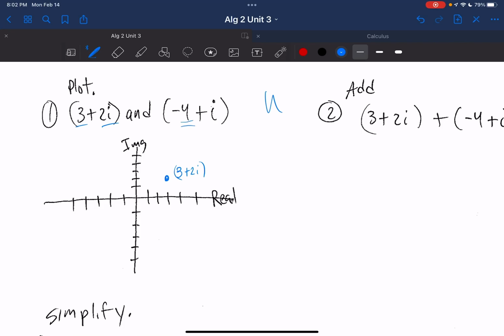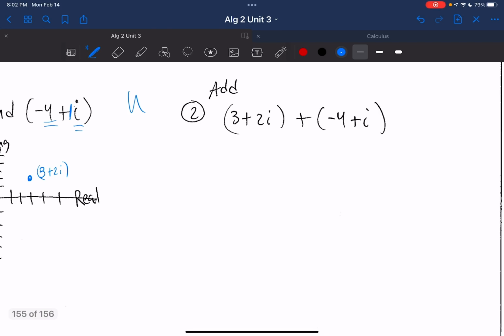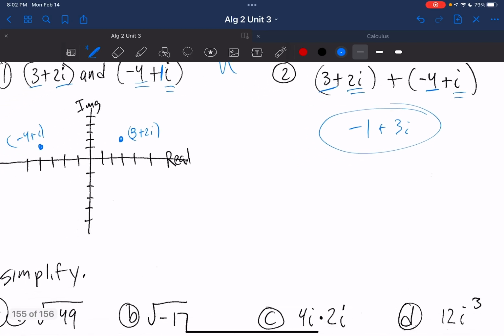Then I'm going to go 4 in the negative real direction and up 1 in the imaginary direction. So I go 1, 2, 3, 4, up 1. There's an invisible 1 in front of the i, so it would be negative 4 plus i. Then I thought, what if we added those together? When we add them, we add the real part to the real part, so that'd be negative 1, and the imaginary part to the imaginary part, so that would be 3i. Negative 1 plus 3i is the sum.